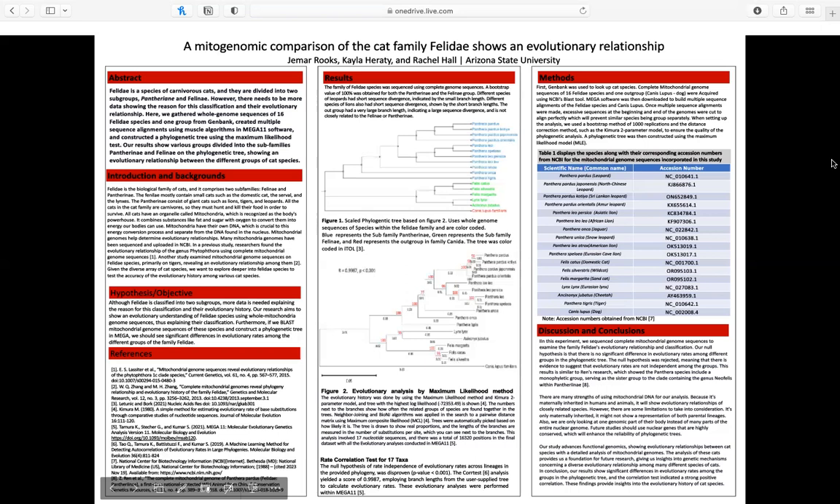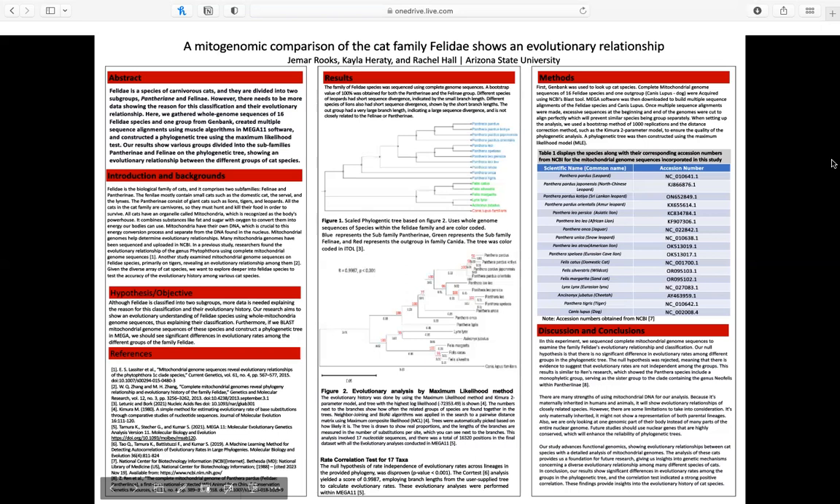So after running our multiple sequence alignments through MEGA, we produce a phylogenetic tree. And so here we see figure 1, which is a scaled version of the tree. And it is a bit easier to notice the relationships compared to figure 2. The groups of cats are color-coded based on the subfamily to which they belong. So the blue belongs to the Pantherinae, or the big cats, and the green belongs to the Felinae, which are the smaller cats. And then we have the dog as the outgroup, which is represented in red.